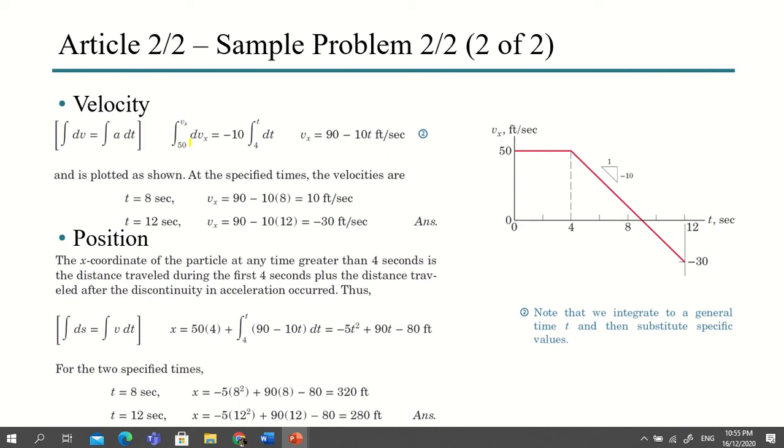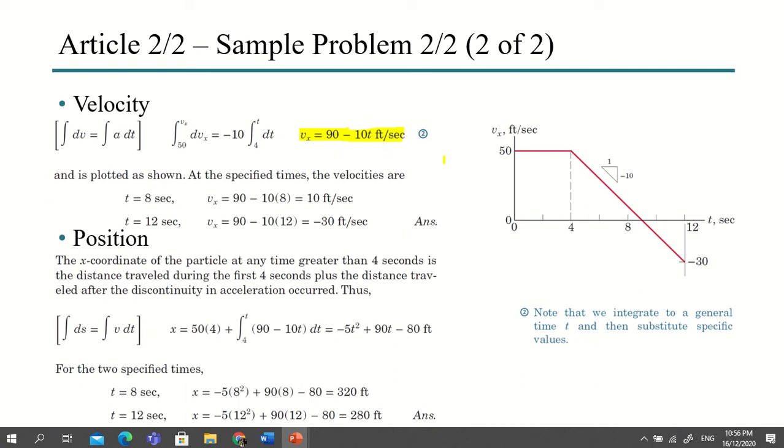Okay, so integral of dv sub x equals, substituting, we're given the acceleration, which is negative 10. All right, so substituting and then doing the integration, we got v sub x equal to 90 minus 10t feet per second. So that is our equation for the velocity in terms of t.